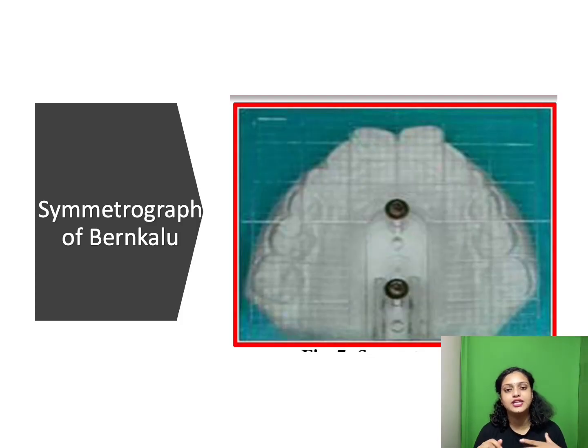Initially, they were measuring this using something called a symmetrograph. This symmetrograph is like a grid, like a graph paper, a grid placed on a plastic sheet. They place the cast on this grid and check whether the midline is coinciding normally, and whether each of the arches is symmetrical or not. So just to check that, there's something called a symmetrograph of Burnclaw. This may be asked as a picture based question, so I've just added a picture.